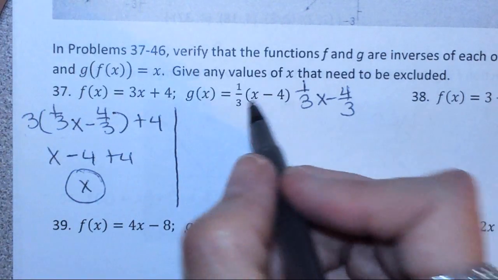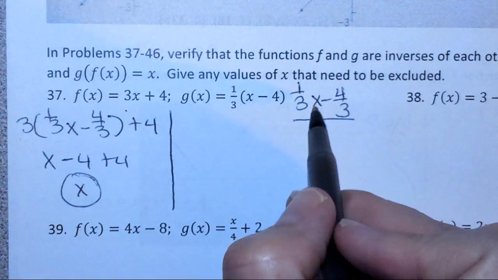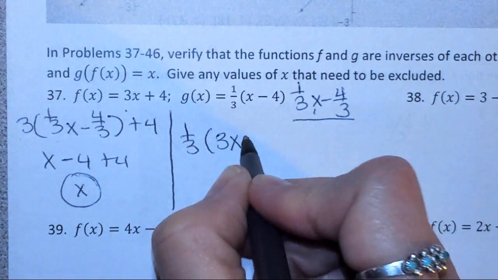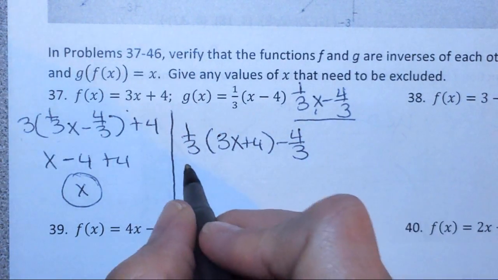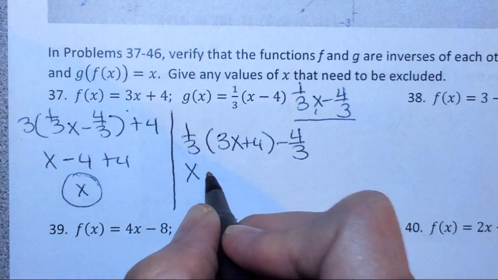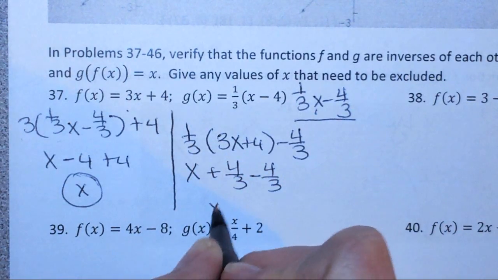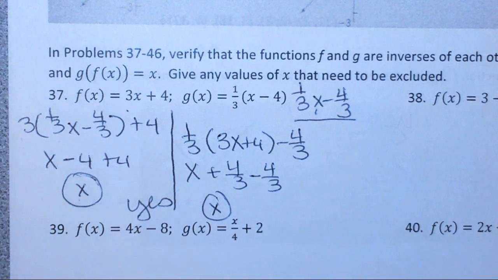Now I'm going to do the other side. I'm going to take this function right here, and I'm going to plug f in for x. So 1/3 parentheses 3x plus 4 minus 4/3. So we get x plus 4/3 minus 4/3, and we get x. We both get x, so yes, they are inverses.